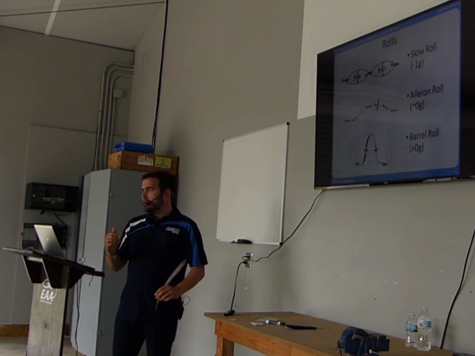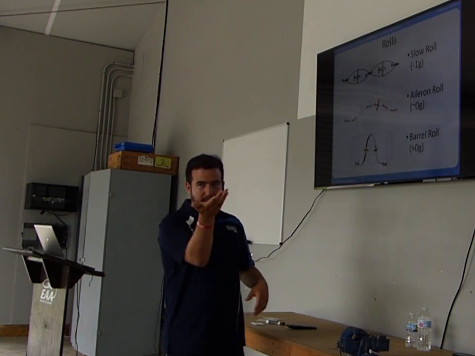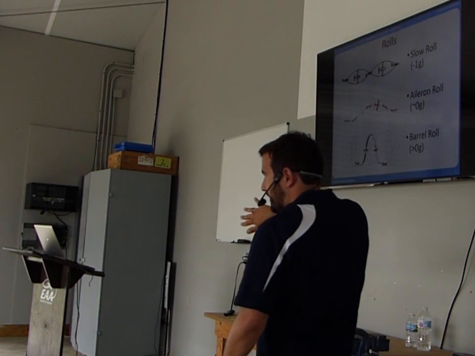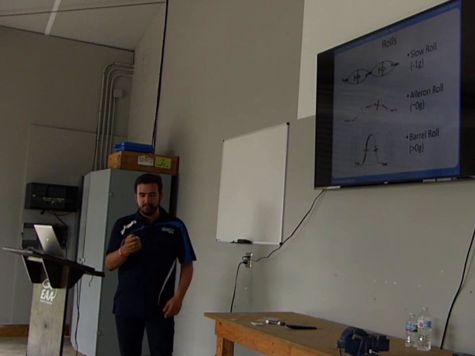But for the purposes of this little talk, the slow roll is where the airplane flies in a straight line and rolls without really gaining or losing altitude. During a slow roll, you go from level flight to knife edge flight one way, to minus 1G flight, so you're hanging from the straps, to knife edge flight the other way, to level flight. So you have to be able to take the negative Gs and fly sideways.